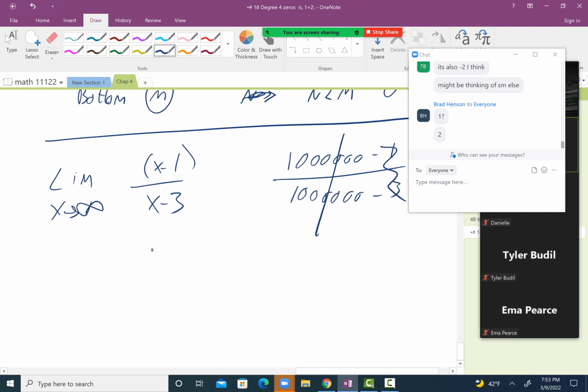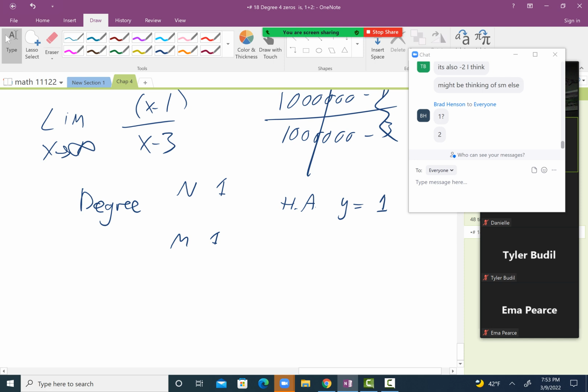And the same thing's going to hold with the degree. So here, the degree of the top is 1, and the degree of the bottom is 1. So that means that the horizontal asymptote is going to be 1. Now, there is a catch to that, and that catch comes in number 3, where we have 2x minus 4 over x plus 1.